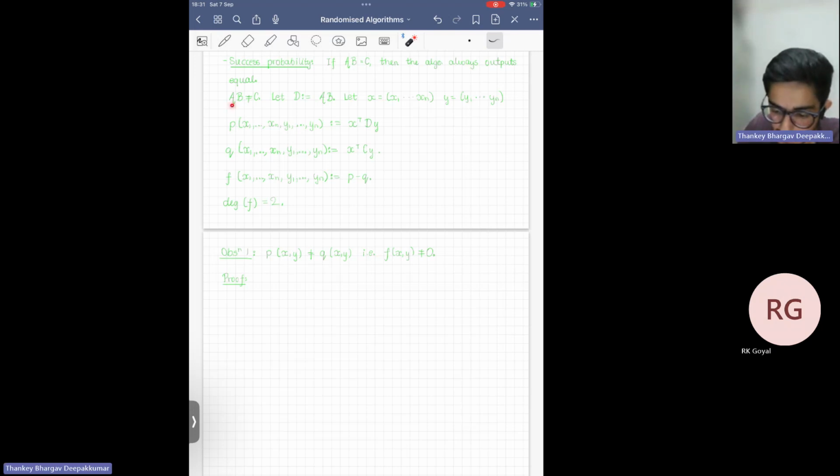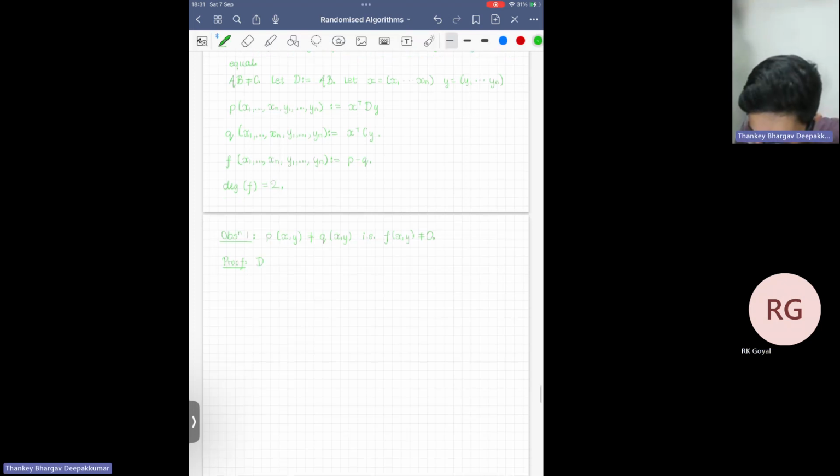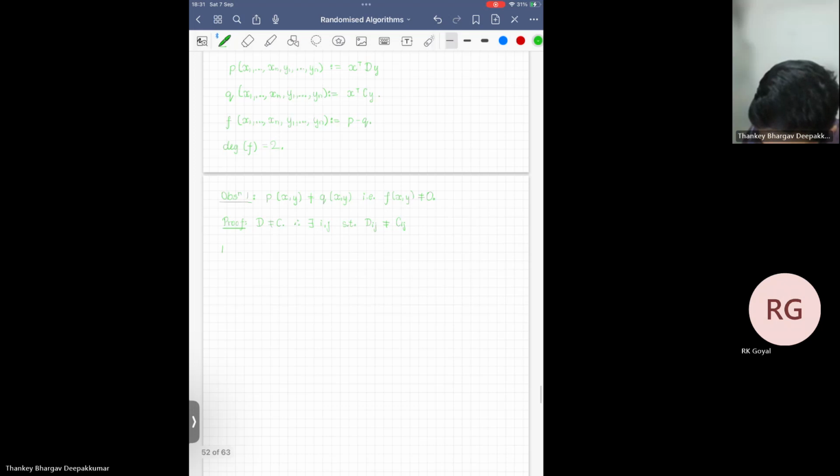Okay, so I've assumed that AB and C are different. So D and C are different, right? So D is not equal to C. Therefore, there exists i, j such that the ijth entry of D is not the same as the ijth entry of C. If two matrices are different, one of their entries must be different, right?